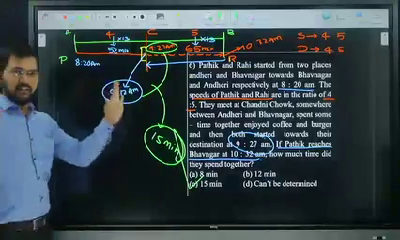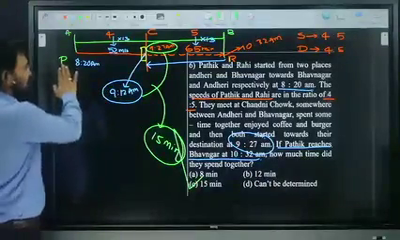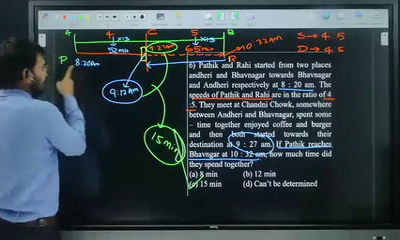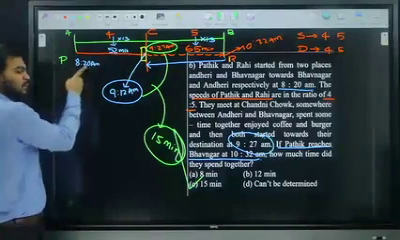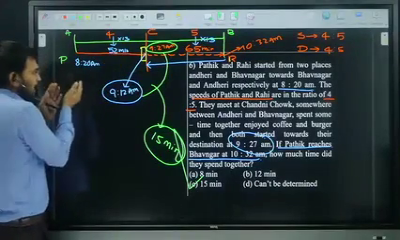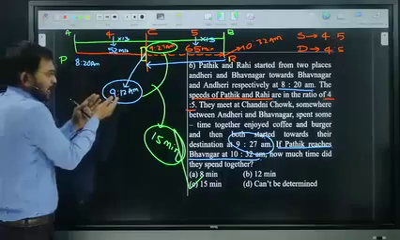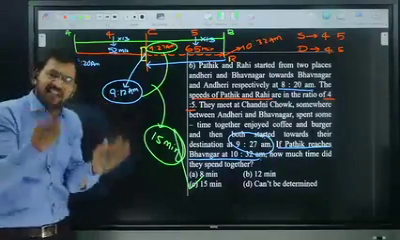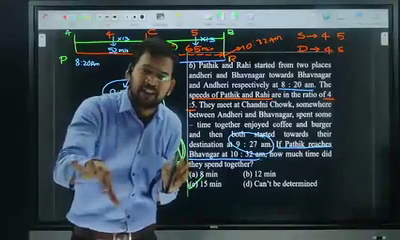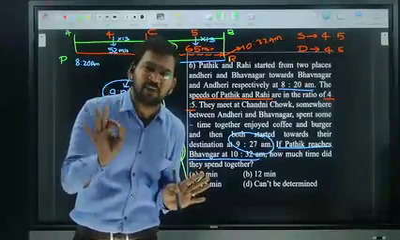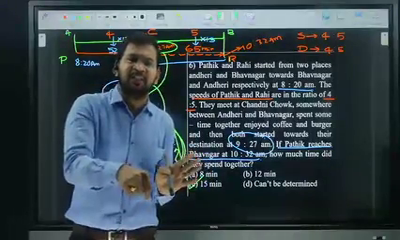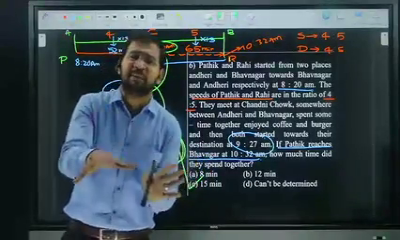All of you clear? All of you listen. Patik reaches Chandni Chowk at 9:12 a.m., because starting time is 8:20 a.m. and it will take 52 minutes to reach Chandni Chowk. 8:20 a.m. plus 52 minutes is nothing but 9:12 a.m. They reach at 9:12 a.m. and they spend time together, and the leaving time given in the problem is 9:27 a.m. Reaching time is 9:12 a.m. Therefore, spending time is 15 minutes.